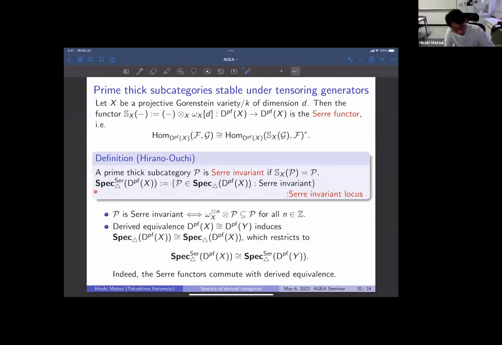And denote by Spec triangle cell the set of cell invariant prime thick subcategories. Since the cell functor is given in this way, a prime thick subcategory is cell invariant if and only if this condition holds.